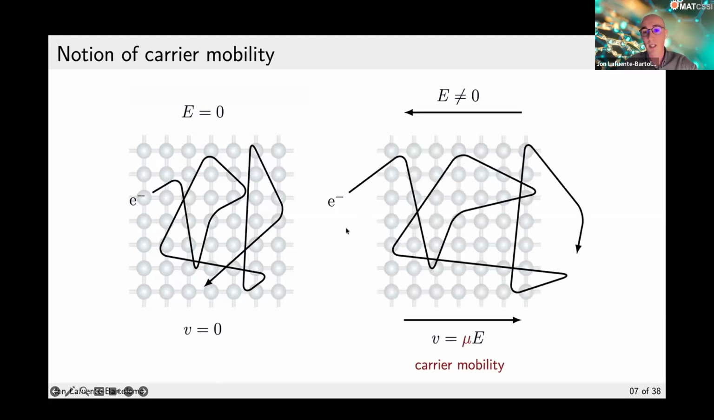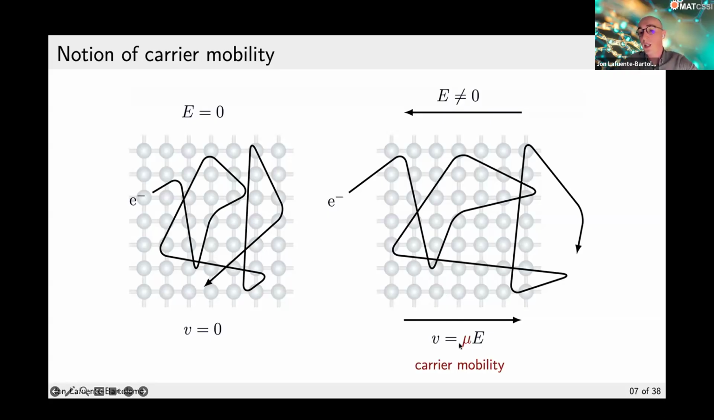If one applies a finite electric field, however, what will happen is that this electron will get accelerated in between collisions, and as a result, this trajectory will be elongated along the direction of this electric field, and as a result, it will move, right? And it will have an average velocity that is called the drift velocity.